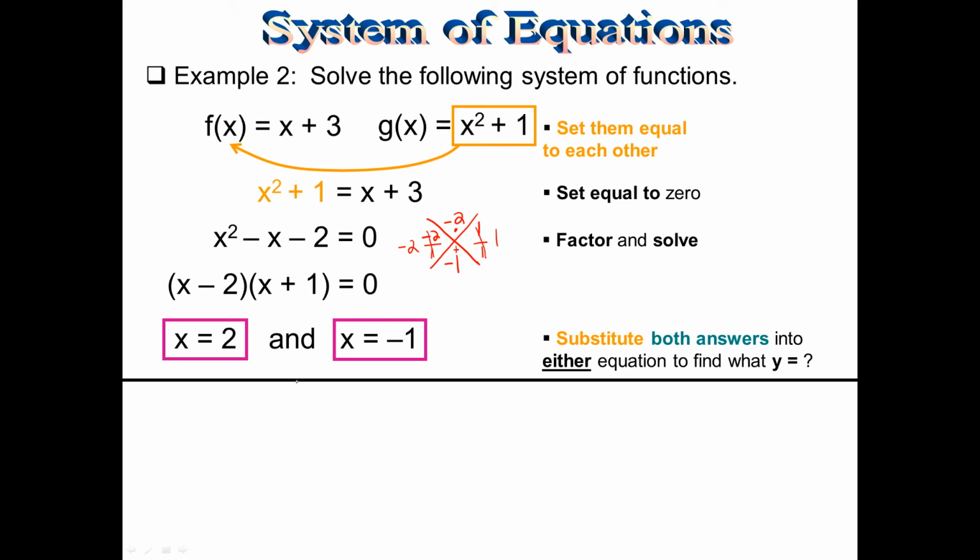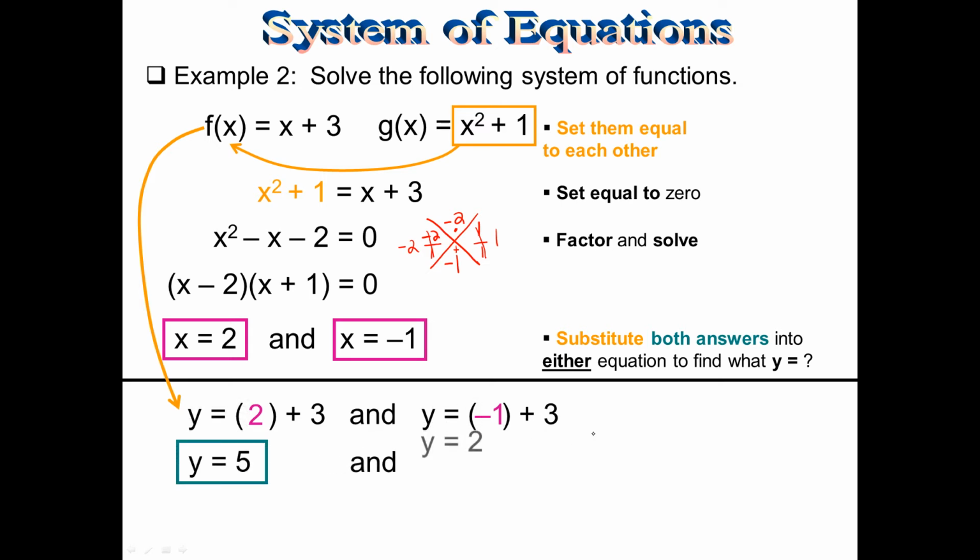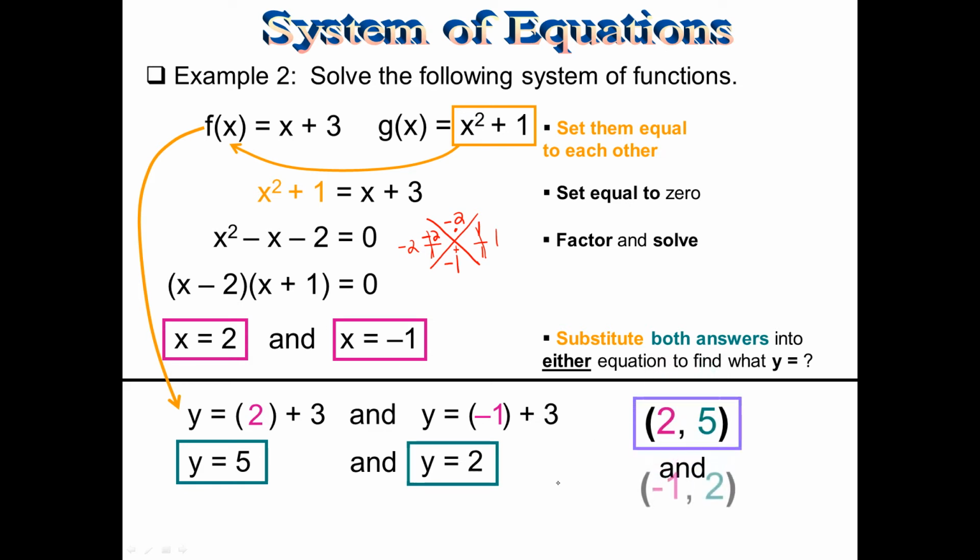So plug in 2 right there, and I get 2 plus 3, which is 5, and then negative 1 plus 3, which is 2. So I end up with 2 comma 5 and negative 1 comma 2. Those are my two solutions. Okay, and what does that mean? As a picture, of course, as a visual.